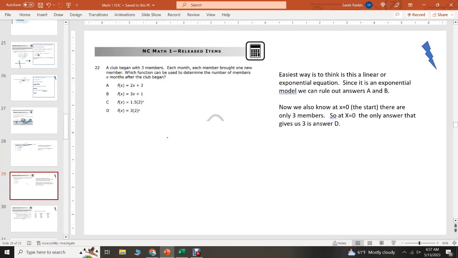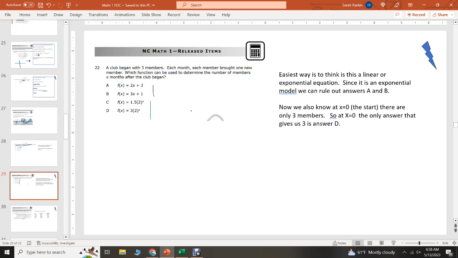All right, a club begins with 3 members. Each member brought 1 new member. Which function can be used to determine the number of members that began? Okay. So again, the easiest way is to think of this as, is this a linear or an exponential equation? Remember, linear has the x to the power of 1. Exponential, notice the x is up in the exponents. So the first two are linear, these two are exponential.